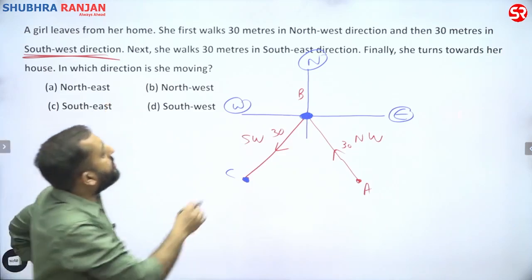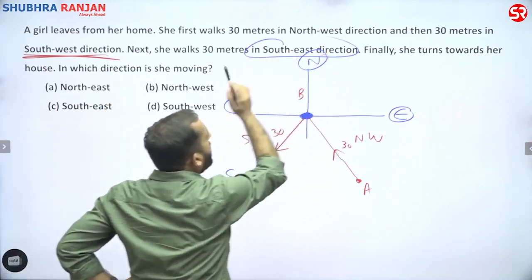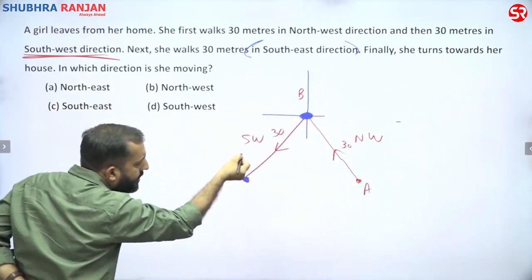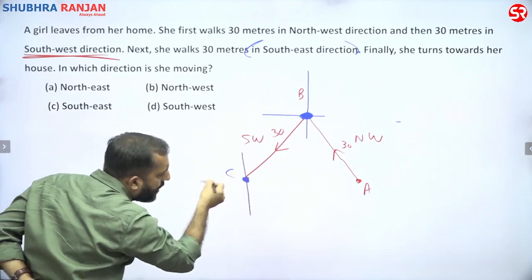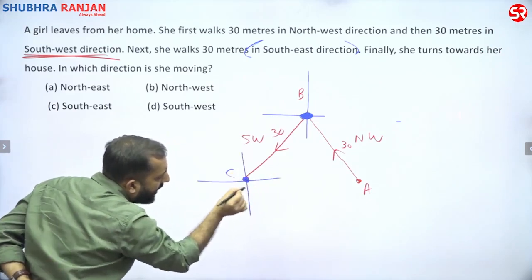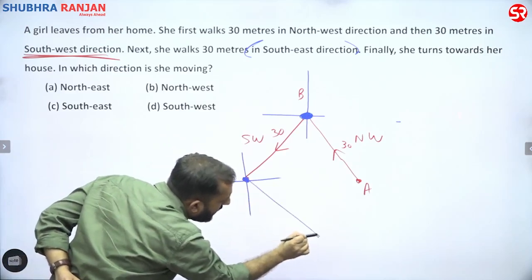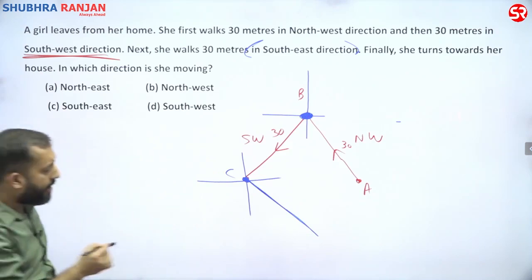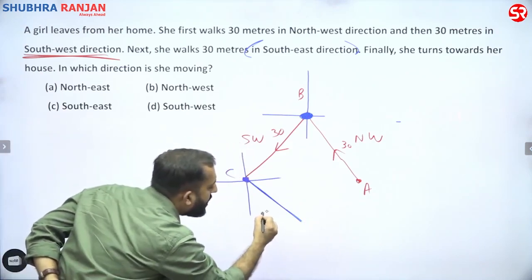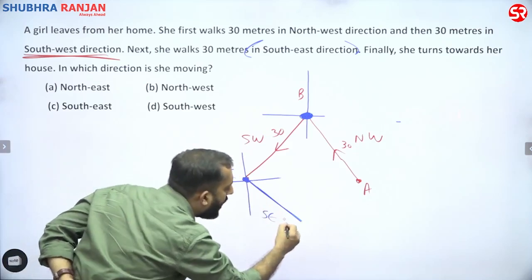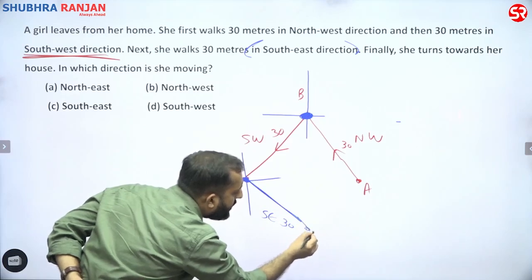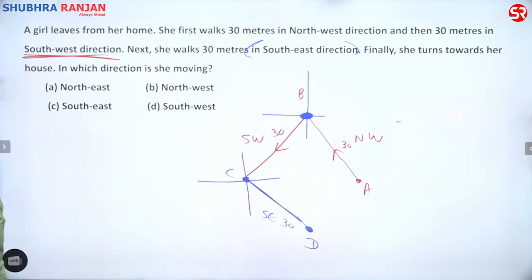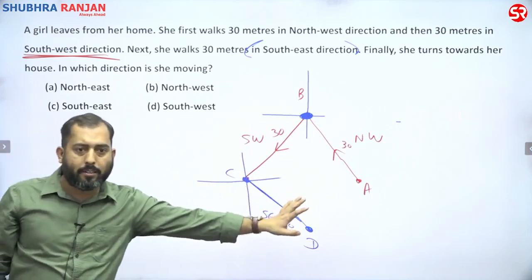her next turn is in the southeast direction. Her next turn is in the southeast direction. So at this point, see, assume that direction diagram again. With respect to this point, this line is southeast. Okay, so this is southeast, and how much is the distance? 30, and she reached point D finally. Clear? Any doubt at any point, please ask, guys.